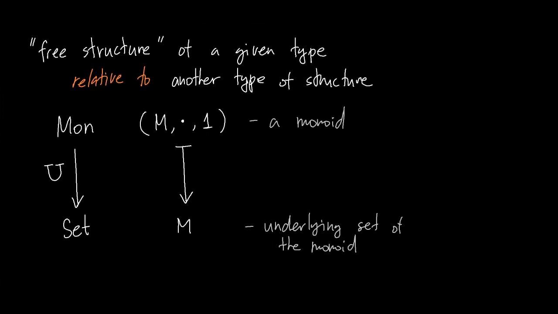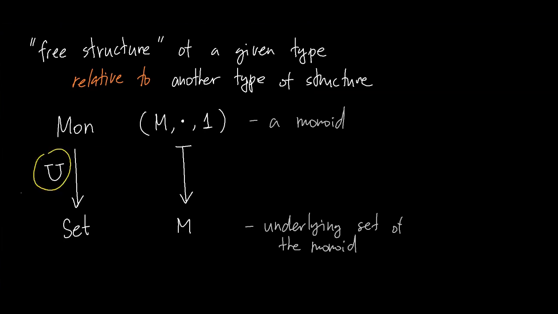So in general, the idea is that these two types of structure, the first of the given type and the other type relative to which we are going to be considering the notion of freeness, are such that the first one kind of builds on the second one. There is some basic structure, in this case a set, and then a monoid is a set enriched further with additional data. In this case, it's a binary operation and an identity element.